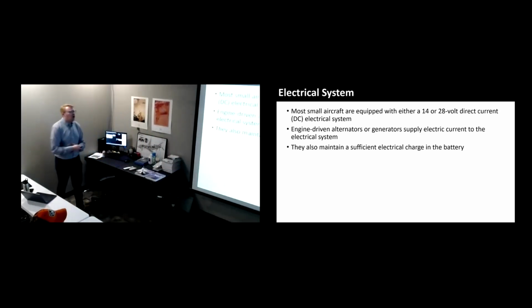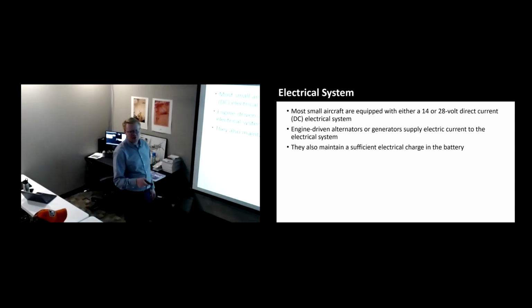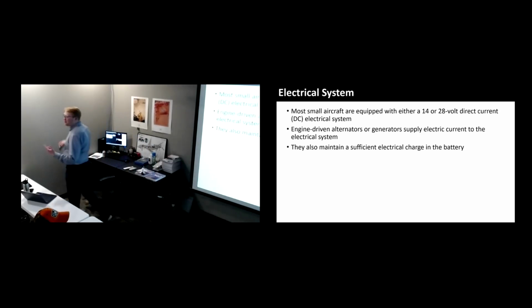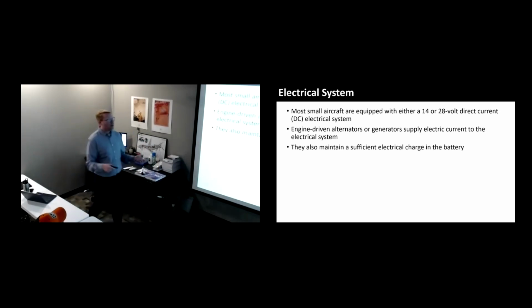And that AC power from the alternators is usually what charges our battery, because if the battery depleted all the time, we'd have to put a new battery in every flight or recharge it. Your car, same exact setup. You use the battery to start the engine. Once the engine's running, the alternator charges the battery and provides power to the system. Airplane is the same. Cool.